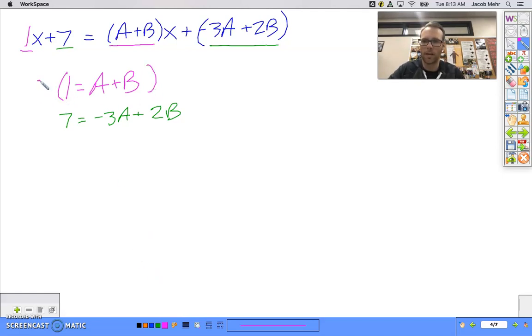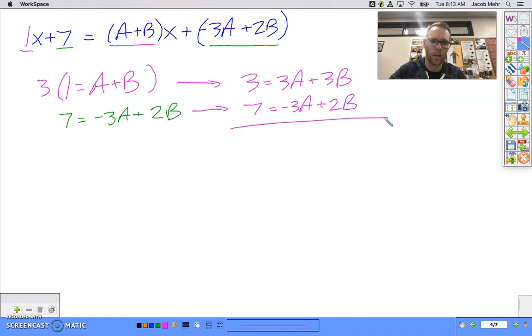I'm going to multiply this top equation by 3. 3 equals 3a plus 3b. Let's slide this one right underneath it. 7 equals negative 3a plus 2b. Add those together. 10 equals, a's are now eliminated, 5b. So b is 2. Now looking back at this equation, if b is 2, what does a have to be? 1 equals a plus 2. So a would have to equal what? Negative 1?